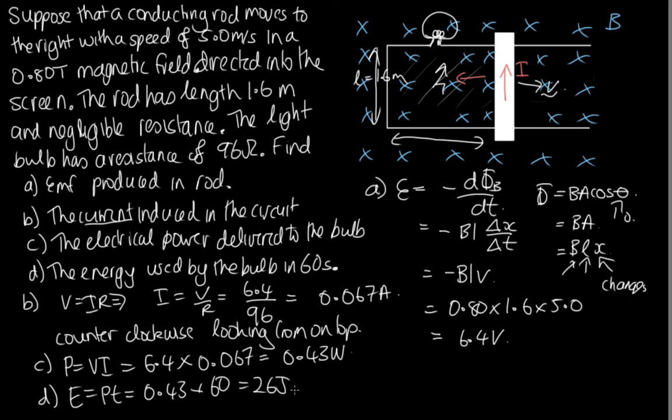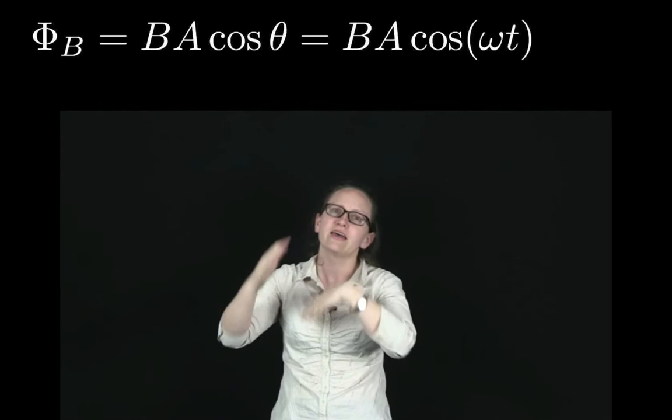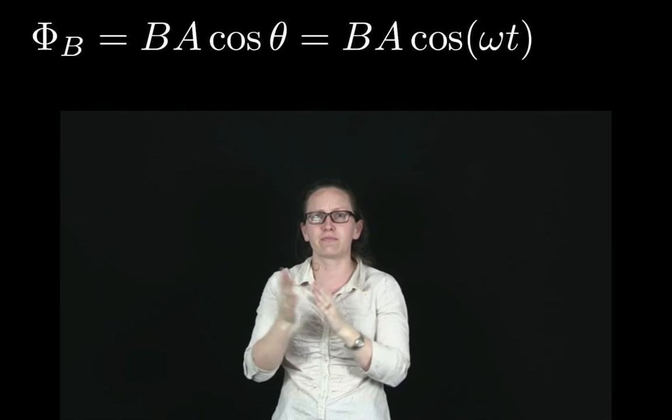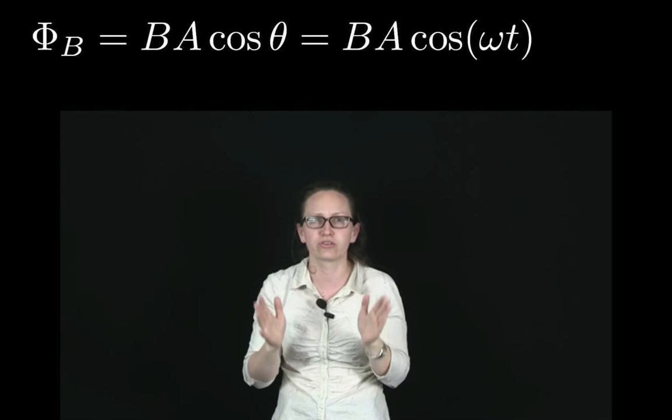So we've said that if we turn a loop in a magnetic field, then as the magnetic flux through that loop changes, we get an induced current. So let's just have a quick look at the equations to describe this. The magnetic flux for a loop of wire is given by BA cos theta. Now, if we're turning it at a constant rate, that theta is changing at a constant rate. And so theta is given by omega t, where omega is the angular frequency. And so the magnetic flux through the loop is equal to BA cos omega t.